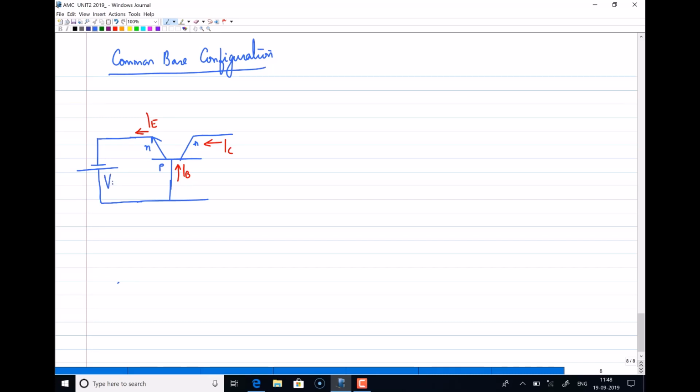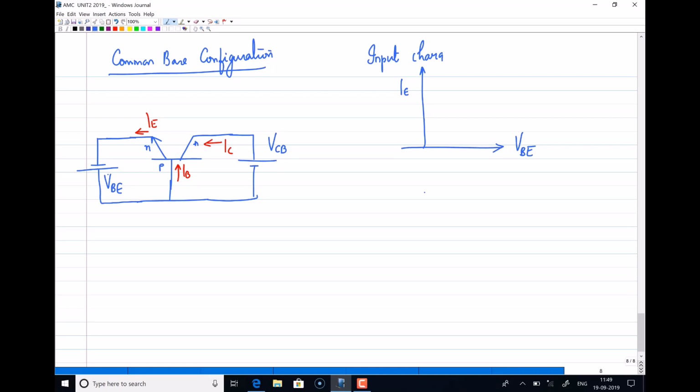So N should be connected to negative and this should be connected to positive. I'll mark this as VBE. Now output side, N should be connected to positive, this should be connected to negative. This I call again VCB. Now input characteristics of any configuration is actually the variation of input voltage versus input current. So in this case input voltage is VBE and input current is IE, for a common base configuration.